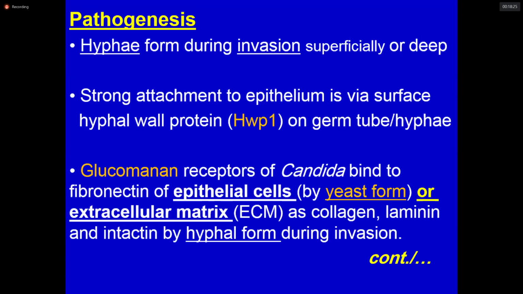First of all, there will be strong attachment to epithelial cells via hyphal wall protein, HWP1. What is HWP1? It is the hyphal wall protein number one, which is present usually on the germ tube, that is to say the hyphae or pseudohyphae.